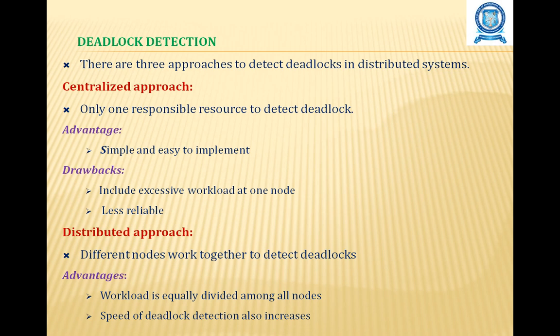The next approach is the distributed approach. In this distributed approach, different nodes work together to detect deadlocks. There is no single point of failure as the workload is equally divided among all the nodes. The speed of deadlock detection also increases.